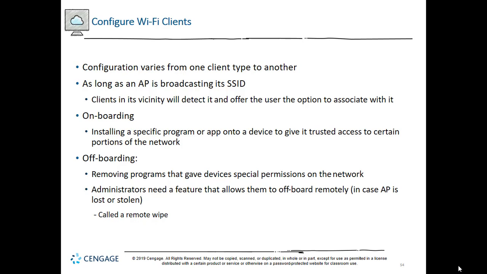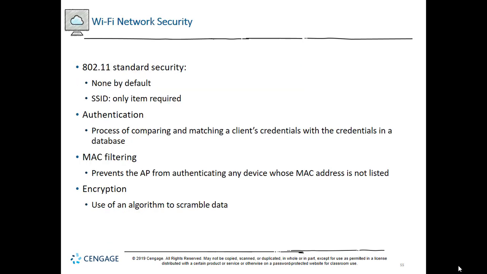A term called onboarding: installing a specific program or app onto a device to give it trusted access to certain portions of the network. Offboarding is removing programs that give devices permissions on the network. Administrators need a feature that allows them to offboard remotely in case the AP has been lost or stolen. Something that gives you the ability to remote wipe. A lot of you have seen that on smart devices like phones and tablets.